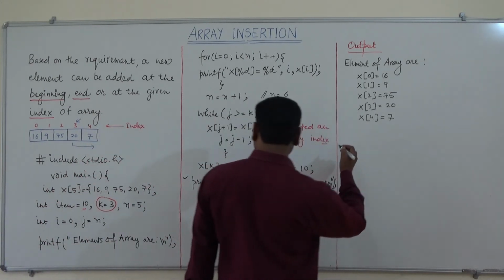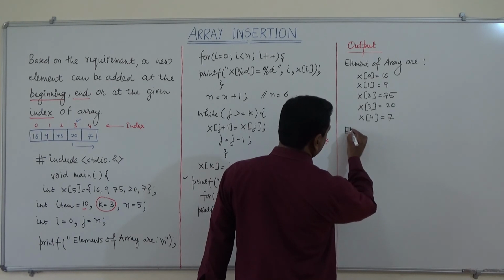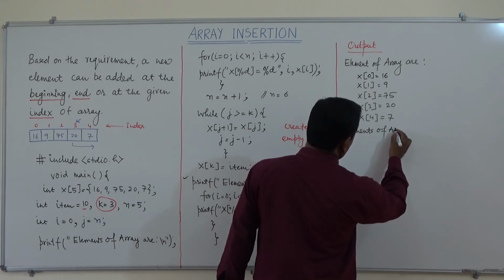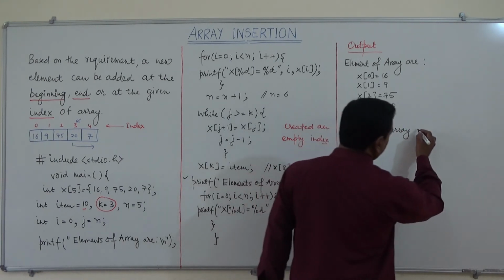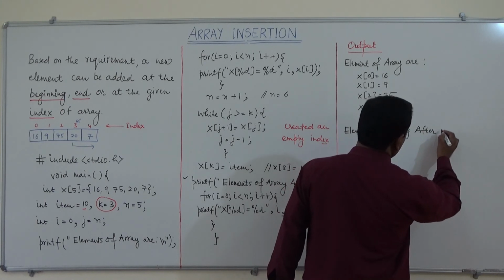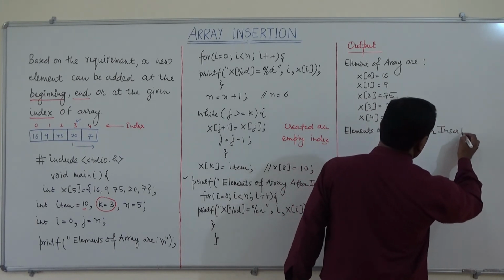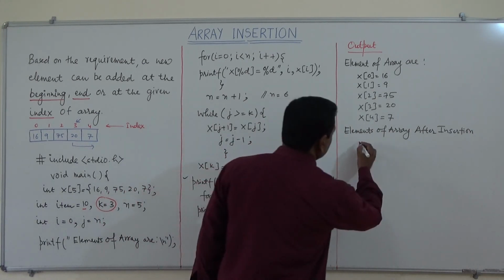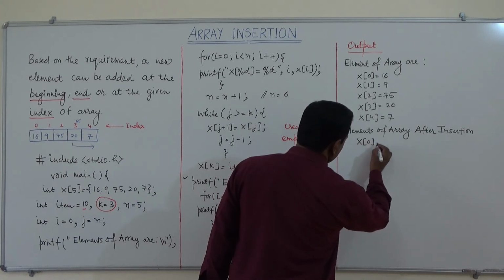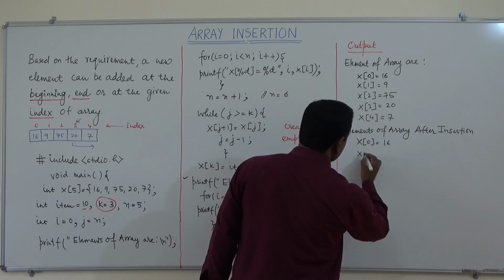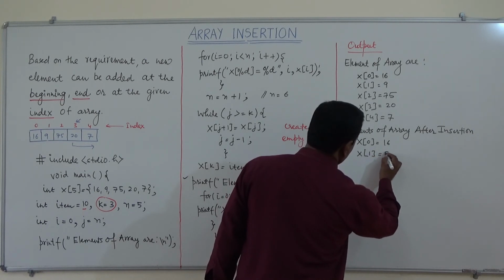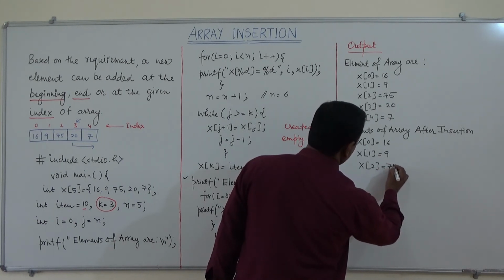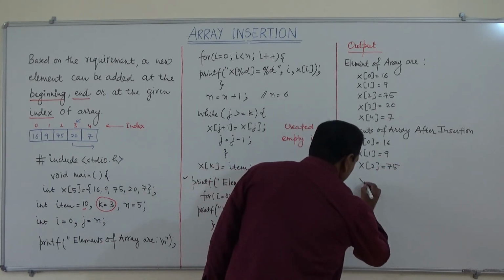So this will be elements of array after insertion. So this will be again x0 equals to 16, x1 9, x2 is 75, x3.